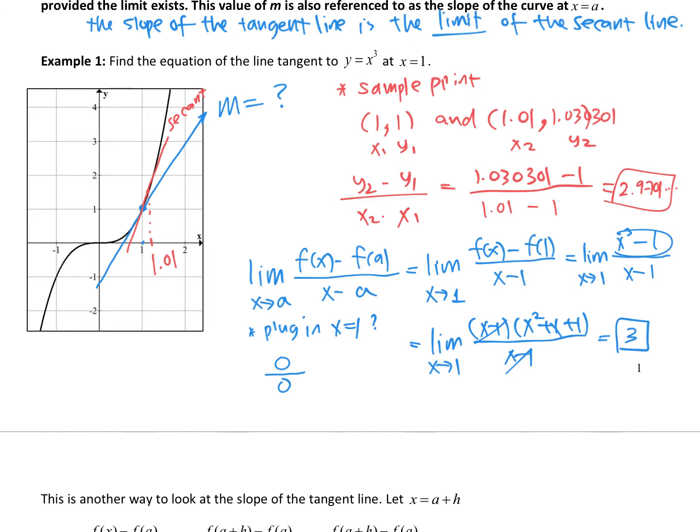This is my tangent line, so maybe I should label that. Tangent line. Whereas the first thing, where I was just playing around, was the secant line, 2.971, right? So again, this was very close to this. I could have kind of guessed that, but this is a precise answer.